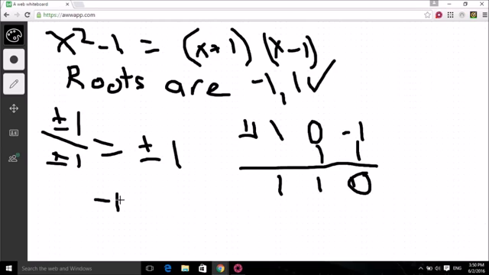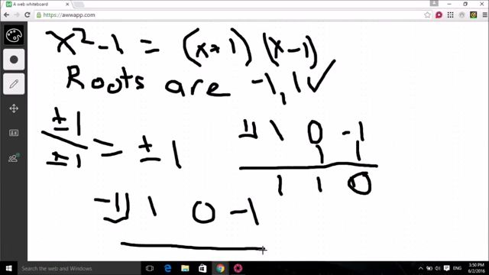So let's do the same thing. Let's create this bracket here, with 1, 0, and -1, right? Okay, so let's bring down the 1. So 1 times -1 equals -1. 0 plus -1 equals -1. -1 times -1 equals 1, and -1 plus 1 equals 0.